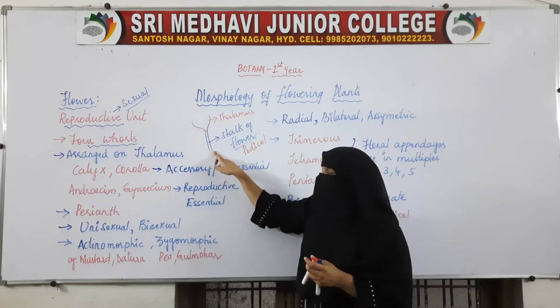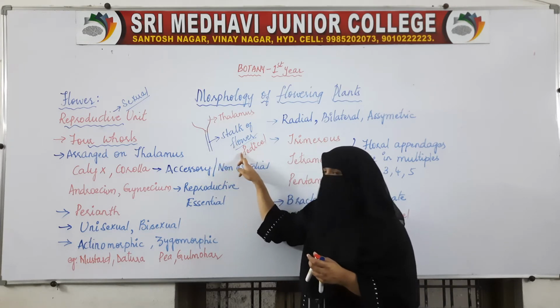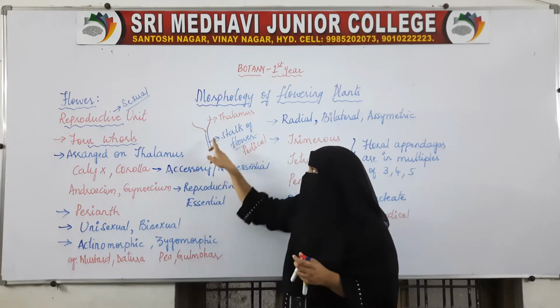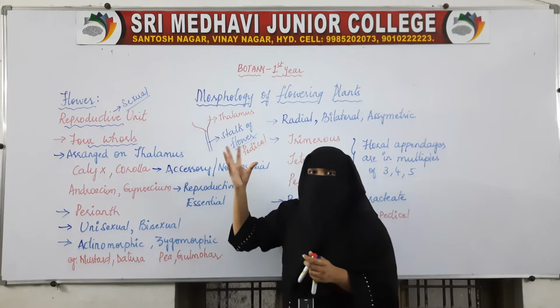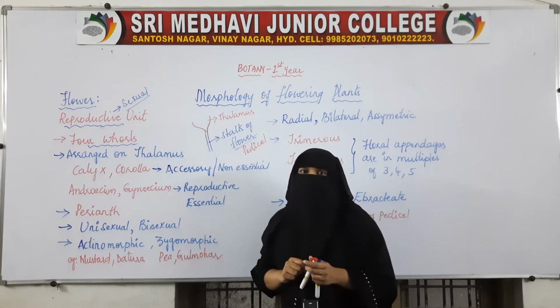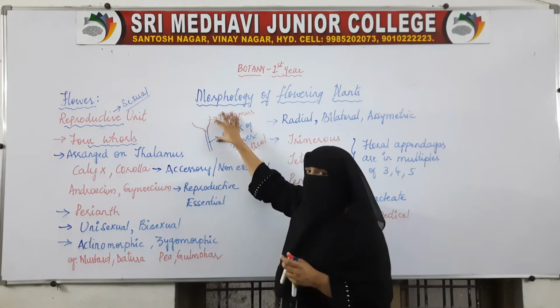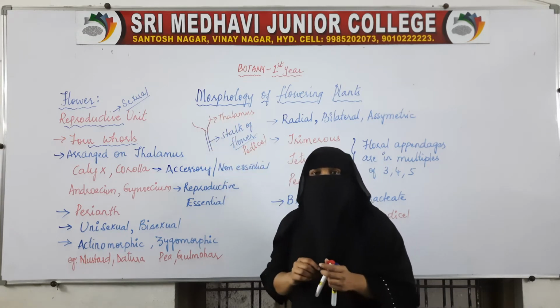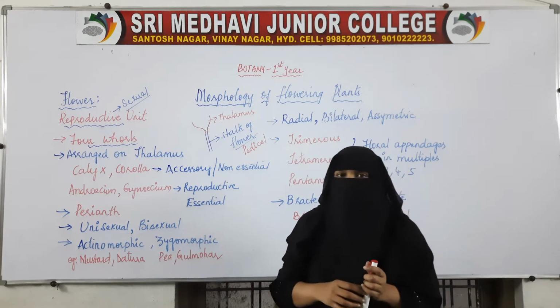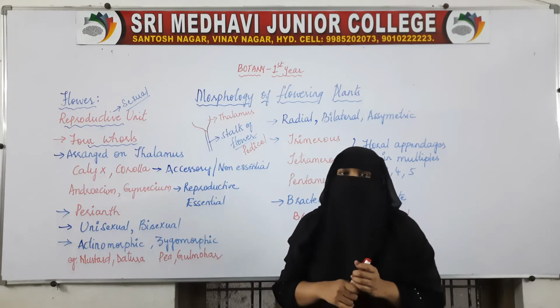Basically this is the stalk of the flower, which is called the pedicel. This part of the pedicel is swollen, and this swollen part is called the thalamus. And on this thalamus, the 4 parts of the flower are arranged in 4 different whorls.